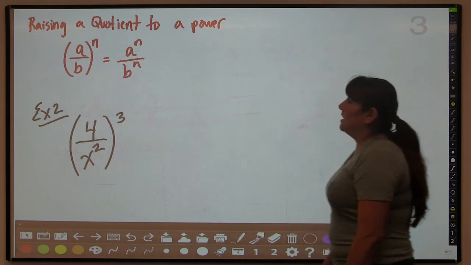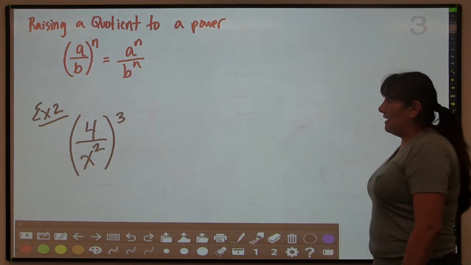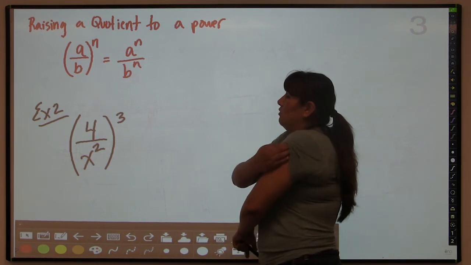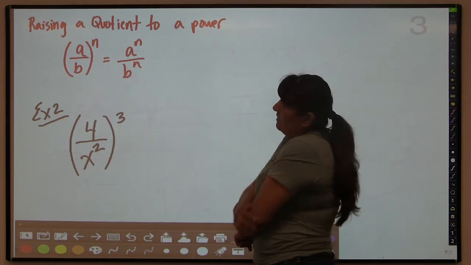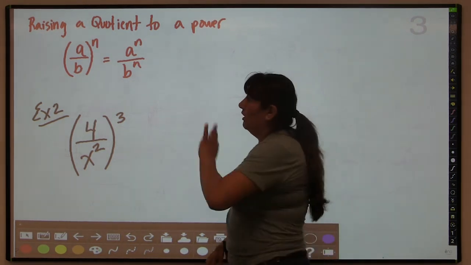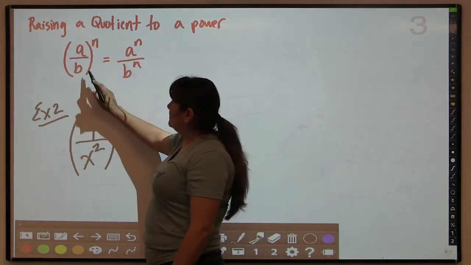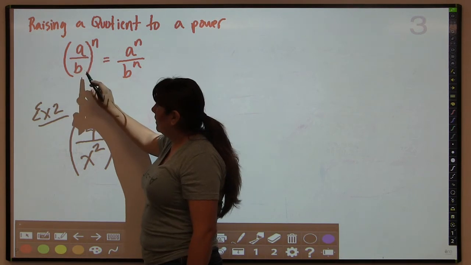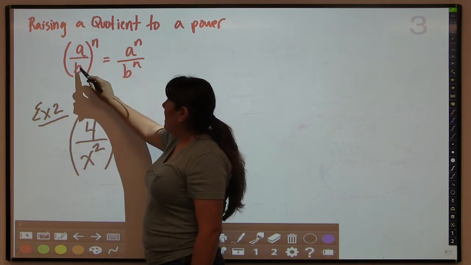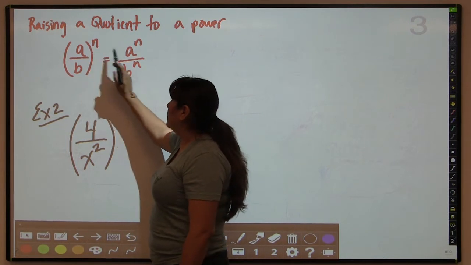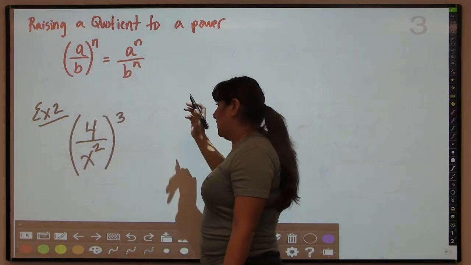So the next rule that we had, again, this was all back in that initial video. So if you don't remember, you might want to go back and watch that 8.1 video where I had all of them. But here is the property. It's raising a quotient to a power. So inside the parentheses, there's a fraction, A over B, and you have that to a power outside, which means that you have to distribute the exponent to both the top and the bottom. That's basically what it is.